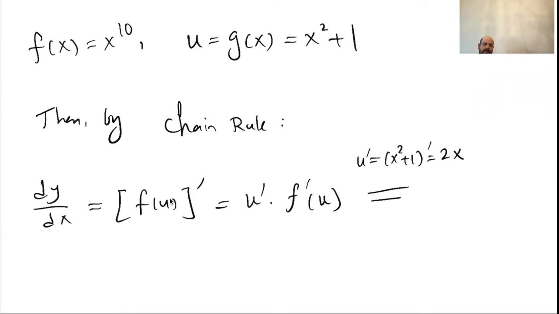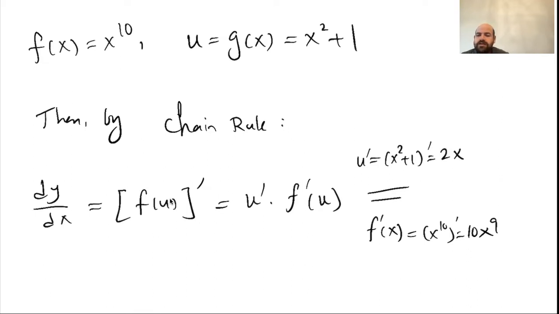And what about f prime of u? To find f prime of u, first I need f prime of x. F prime of x, what is it? f of x is x to power 10. So f prime of x is the derivative of x to power 10, which is 10x to power 9. So then f prime of u will be 10u to power 9, right?